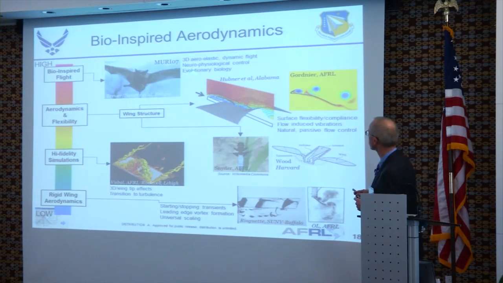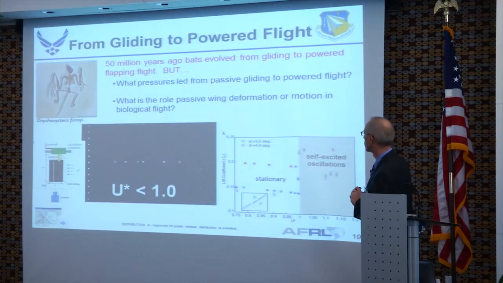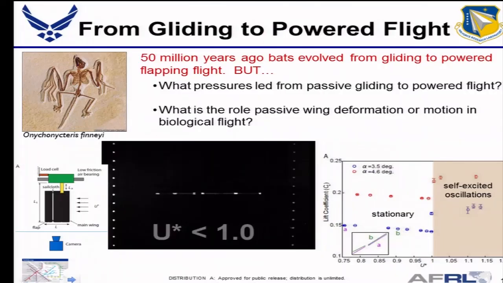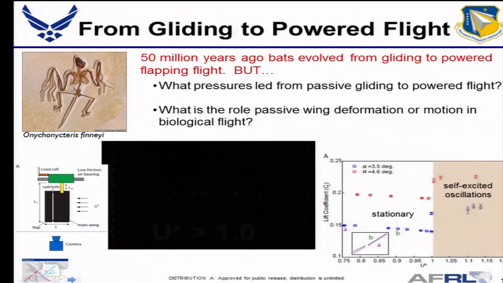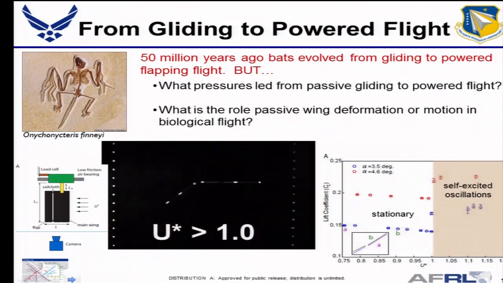So I want to start this differently. I want to look a little bit at evolutionary biology. So we're just going to see how some of the aerodynamics is impacting this. Okay, so 50 million years ago, bats evolved from gliding to powered flight. But the question is, what were the evolutionary pressures that drove them to do that?